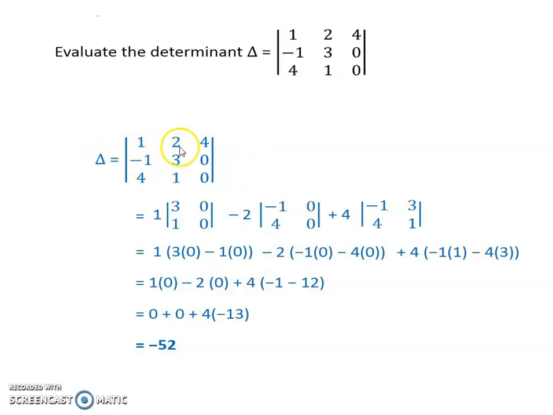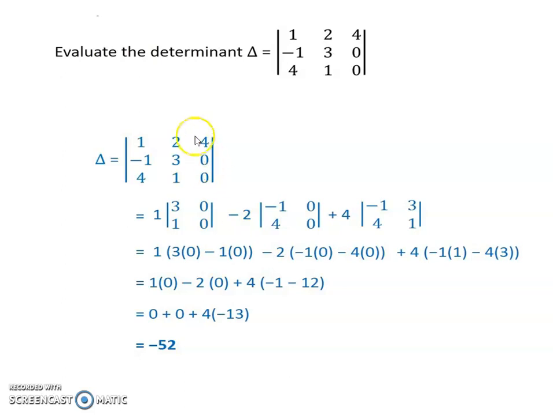Let us try. 1, 2, 4, minus 1, 3, 0, 4, 1, 0. So 1 remains the same. Why do we take 1? Yes, the first column and first row skipped. 1 is the centre element, that's why we write it here. So what is the remaining? 3, 0, 1, 0. I should write that here. The same trick applies for the second column and first row. This is the centre element and the middle sign is always negative. That's why we write it here.